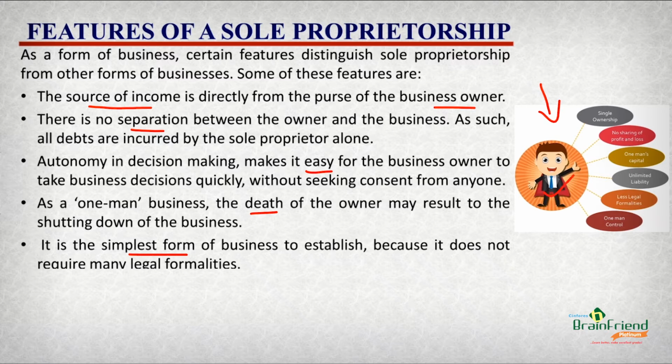The image just tells us what I have explained in simpler terms. This is the sole proprietor. He engages in single ownership. Secondly, no sharing of profit or loss. One man's capital. We already said it. He only finances the business. Unlimited liability. Less legal formalities. He doesn't need a lawyer to form his business. He's not doing the business with anyone. And then lastly, one man control. He decides when to open his shop and when to lock it.